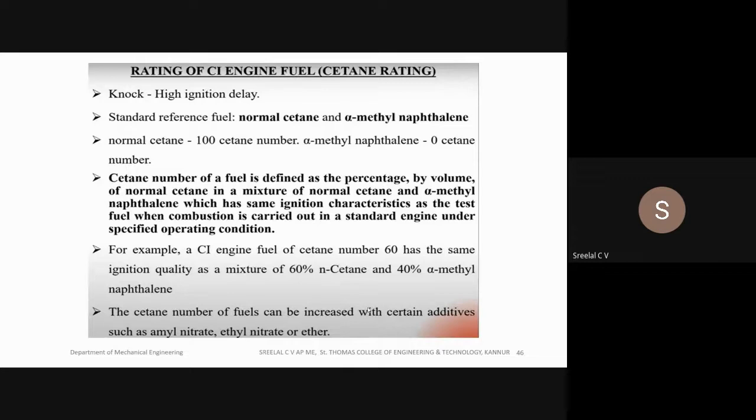By that we will be understanding how much the knocking tendency of that particular fuel will be. The cetane number of a fuel can be increased with certain additives such as amyl nitrate, ethyl nitrate, or ether. This can be asked as your Part A question.